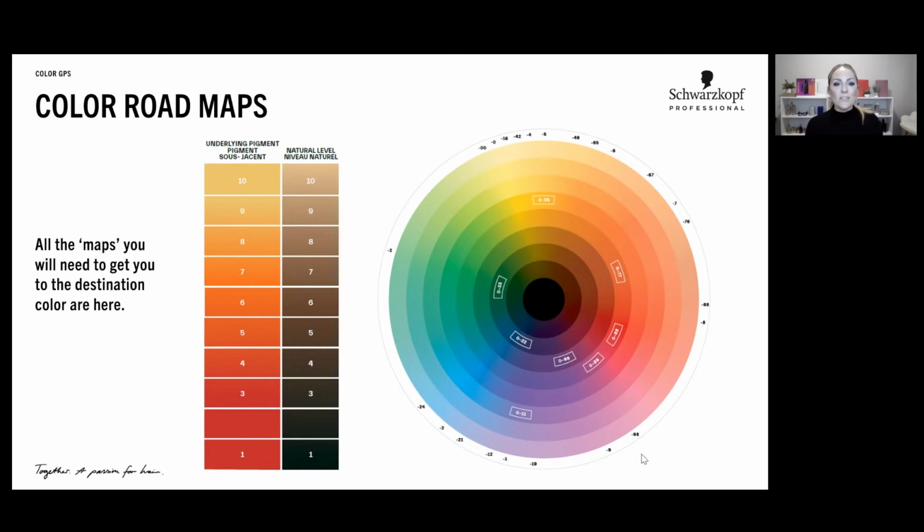Even if I'm going darker, if I'm starting at a level 8 and I'm going to a level 4, I know that I'm depositing color. But what I also know is that the underlying pigment at a level 4 is red, and those pigments need to be replaced. Anytime that we're going over 2 levels darker than our starting point, we need to replace that underlying pigment at our target level, right? So everything here is important, and we use each piece of it in every formula.